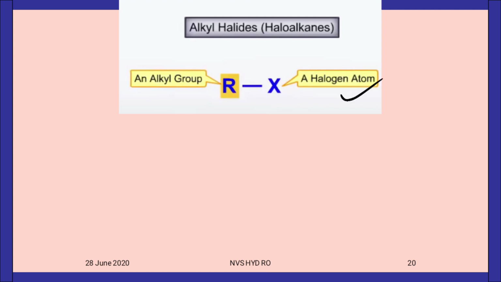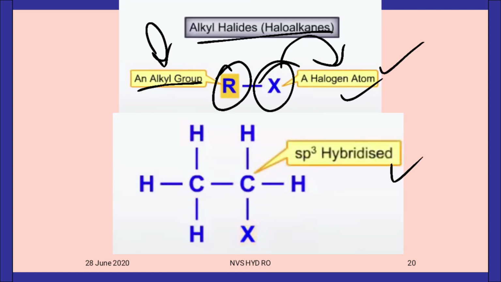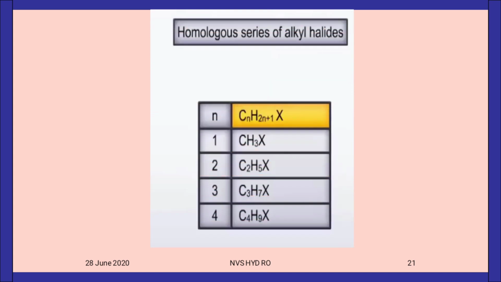See this, which group is this? Alkyl group, right? What is attached to it? Halogen. So this is an alkyl halide. For example, this. See this carbon. This is sp3 hybridized, right? Attached to one halogen. So this would be an alkyl halide, right? Let's see the next.